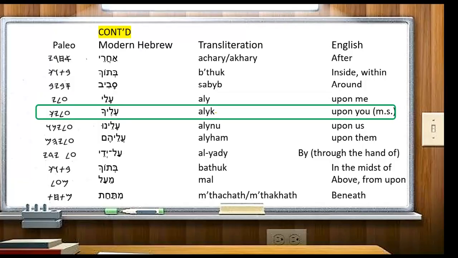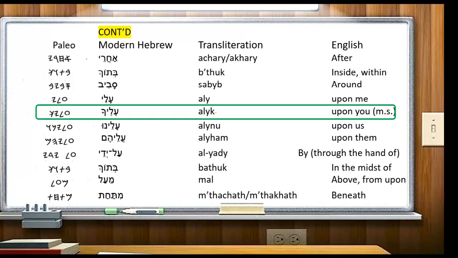Similar principle for upon you. Ain, lamad, the al with the word for you. So it's a combination really. So you may also hear persons saying upon your, coming from shalak. So al or ain lamad yad kaf, alik, is upon you.